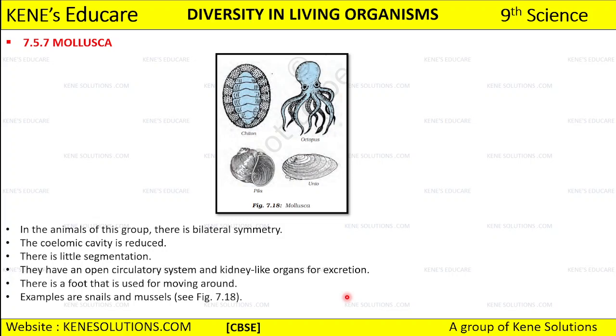There is a foot which is present. Now next we have phylum Mollusca. Mollusca is a group of animals which are bilaterally symmetrical again. The coelomic cavity is reduced here. There is little segmentation on their body, and here also they have an open circulatory system, and there is a kidney-like organ present for excretion. Along with that, there is a foot which is used for moving around. Examples of phylum Mollusca include snails and mussels.